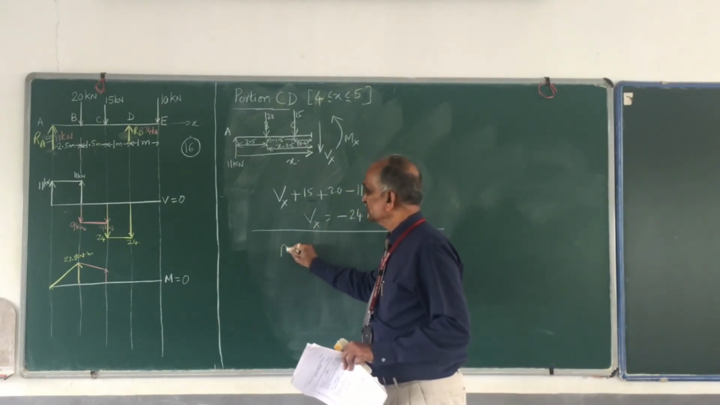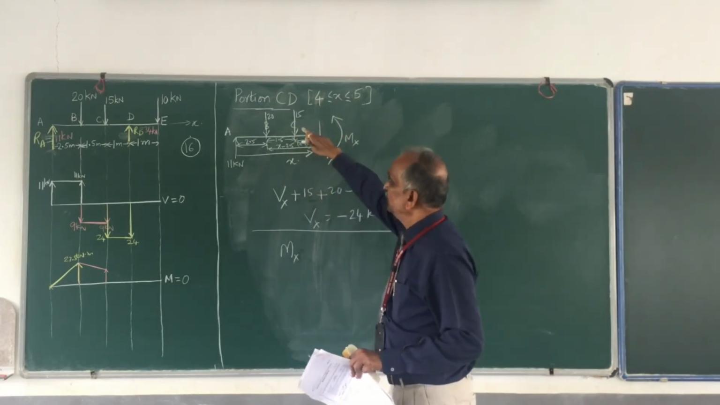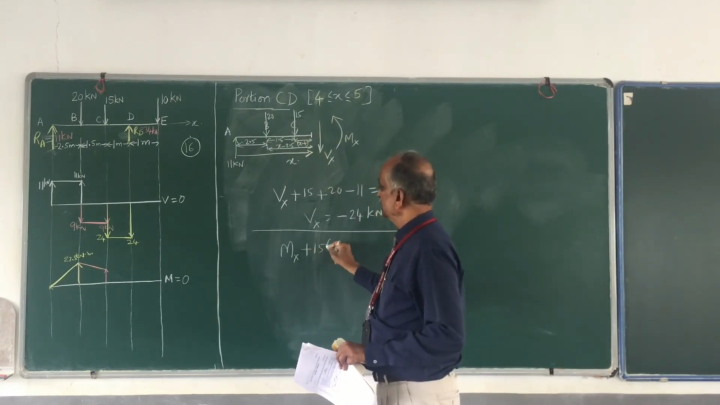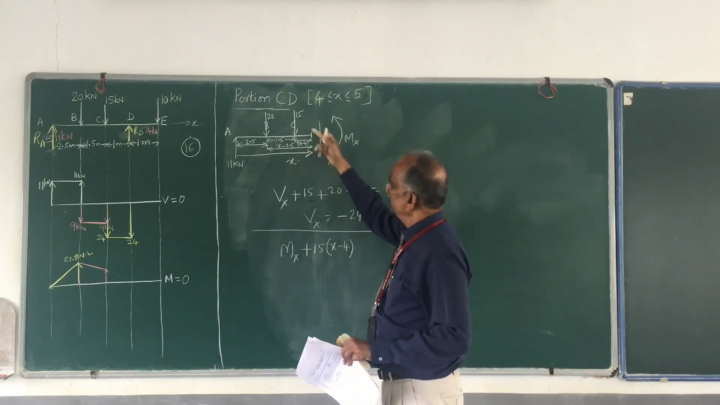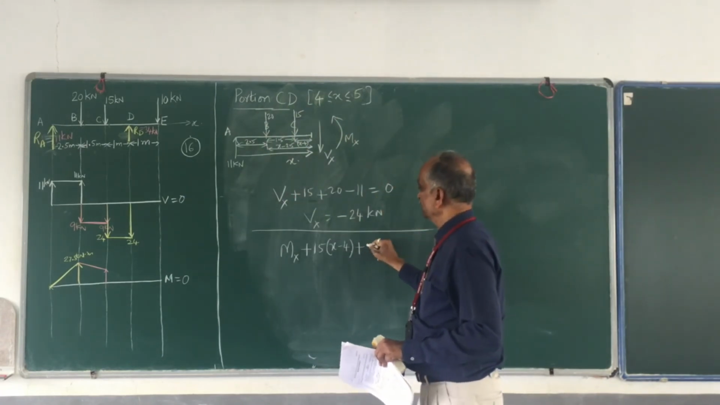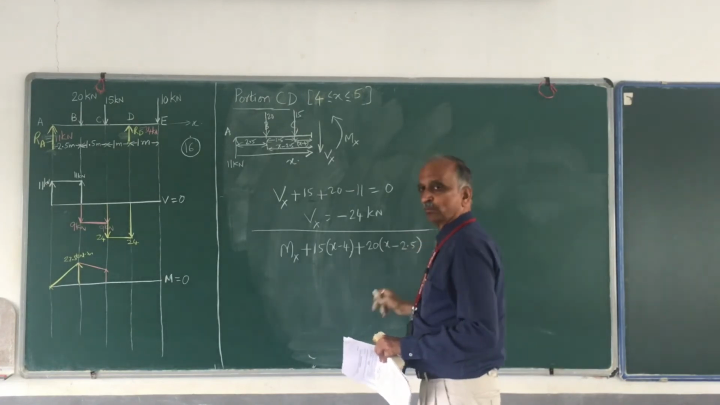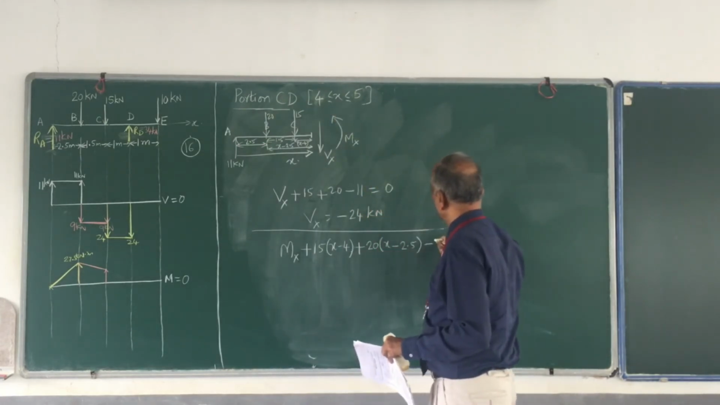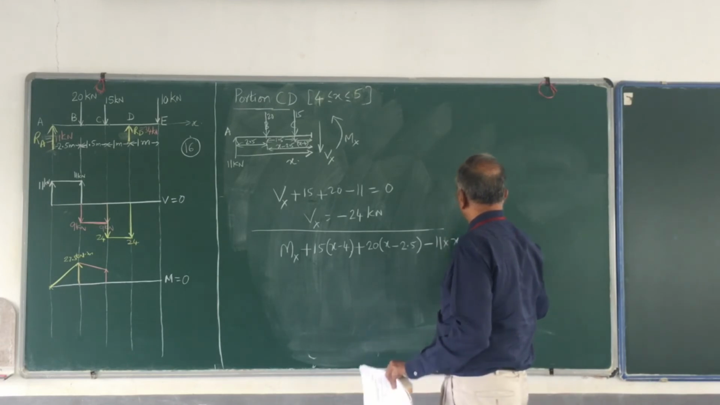So start with the next. Anti-clockwise is positive. The moment due to 15 is also anti-clockwise, so it is plus 15 into distance, how much? x minus 4. Then proceed. 20, the moment is also anti-clockwise, therefore that also is positive: 20 into x minus 2.5. Now 11, the moment is opposite: minus 11 into x. This is equal to 0.